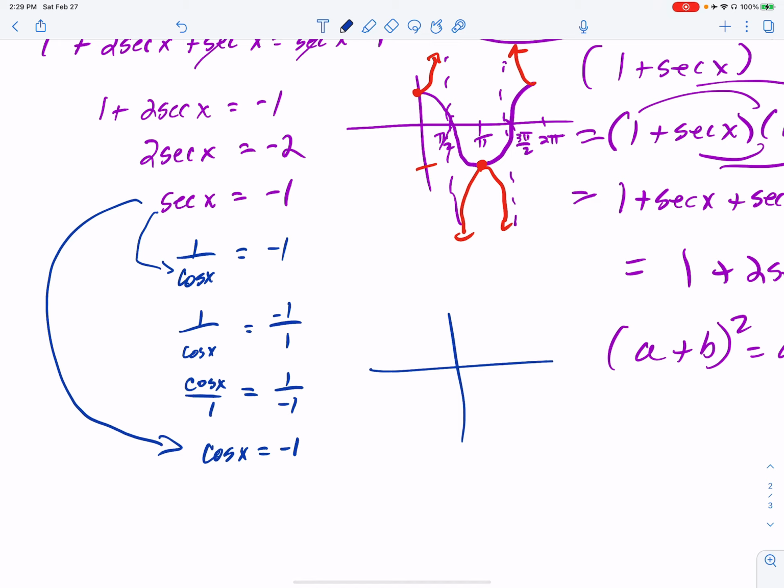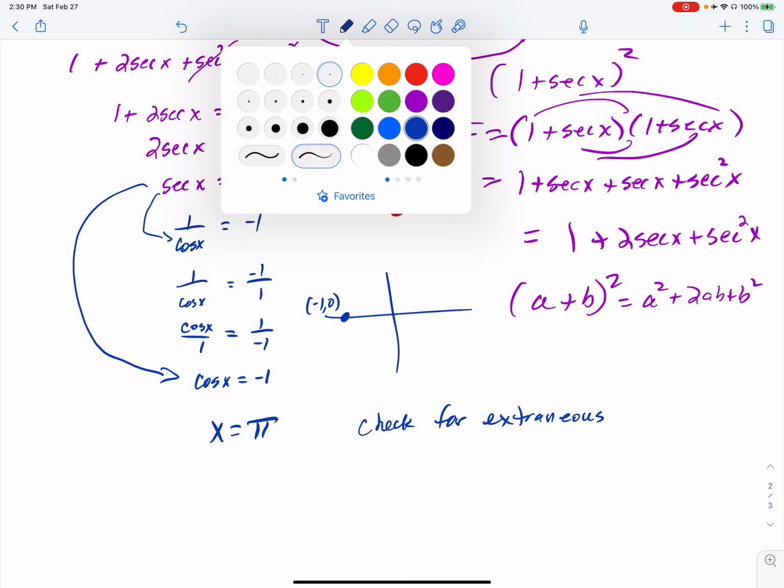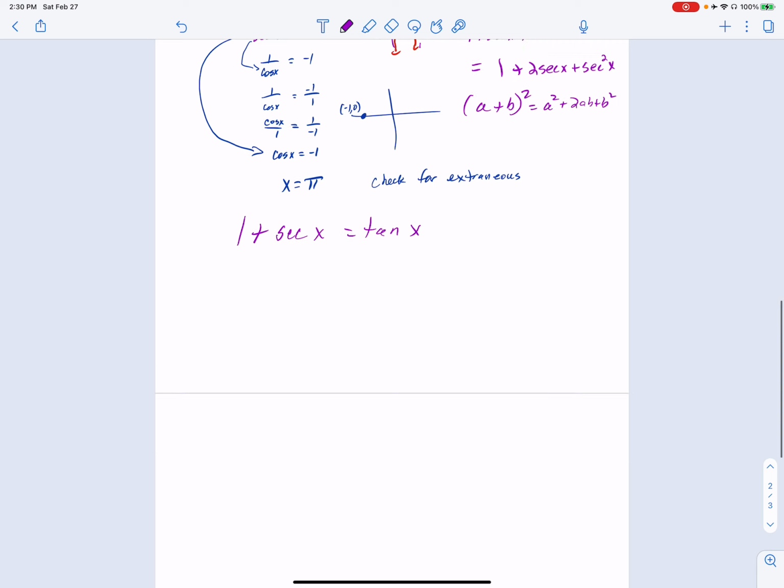And then you can think, where's cosine negative 1 on the unit circle? And since it's the x value, you should think it's at pi. So my solution to this is x equals pi. But you should check for extraneous solutions because maybe there's no solution at all. And you do that by plugging pi into the original problem. And bring down that original problem, which was 1 plus secant of x equaling tangent x. And I'm going to plug it in because there might not be any solution.